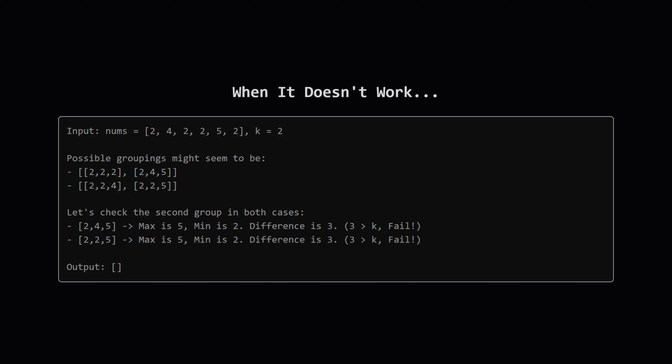Now let's look at a case where it's impossible. Here our k is still 2. We have four 2s, a 4, and a 5. No matter how we try to group these numbers, we always end up with a group that includes the number 5. And in any group that contains both a 2 and a 5, the difference between them is 3. Since 3 is greater than our k of 2, that group is invalid. Because we can't find a single valid way to partition the whole array, the answer must be an empty list.